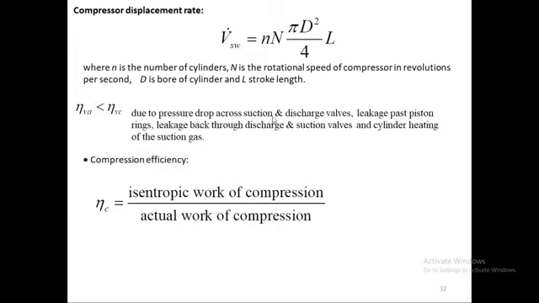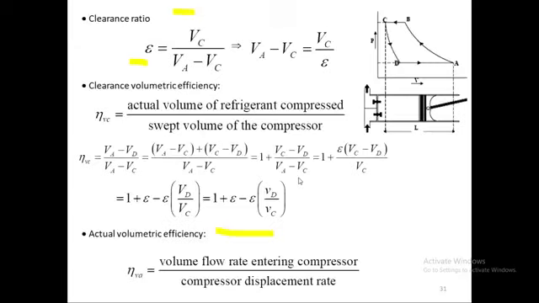This is due to the pressure drop across suction and discharge valves, leakage past piston rings, leakage back through the discharge and suction valves, and cylinder heating of the suction gas. The isentropic compression efficiency, or simply compression efficiency, eta C, is the isentropic work of compression divided by the actual work of compression. This is the same isentropic efficiency that we have discussed earlier in thermodynamics. We will see this in the example problem also. I hope this equation is clear and you can understand this.